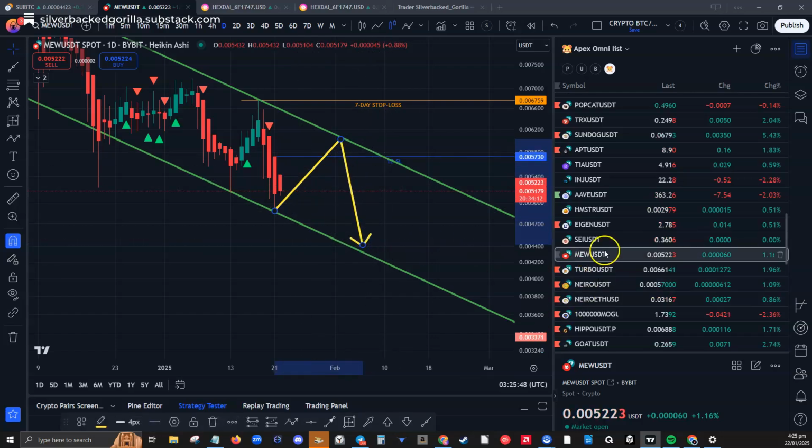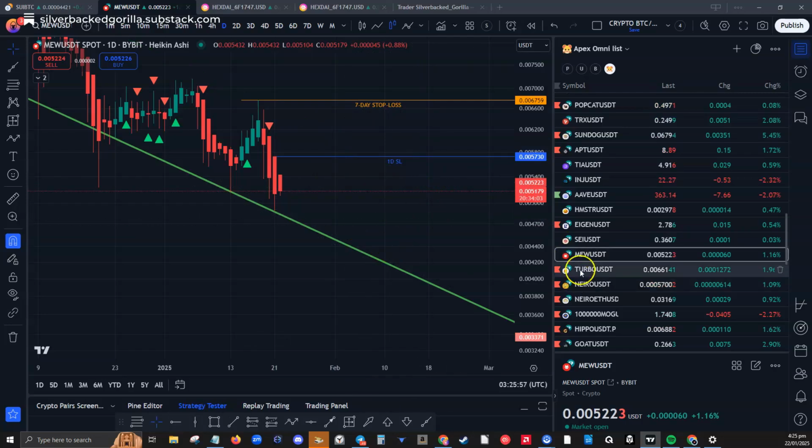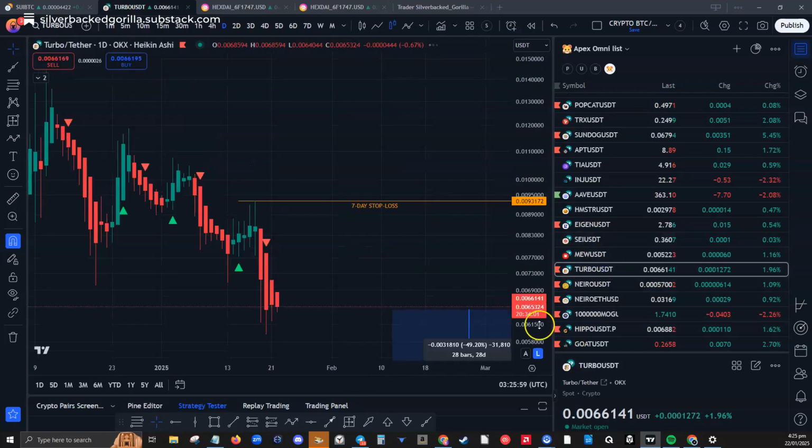So on the weekly, it's a short, but I don't think it's a good entry from this point at the moment. Let's get rid of this chart. I would stay out of it. Turbo. I've got a prediction on my chart there. I won't delete that. I'll keep it there.